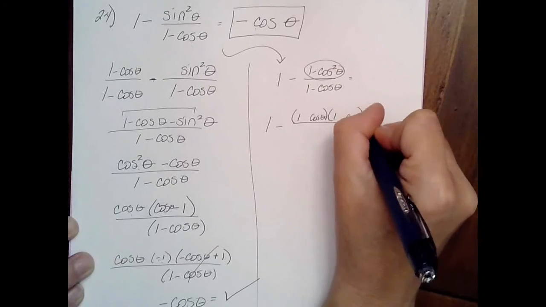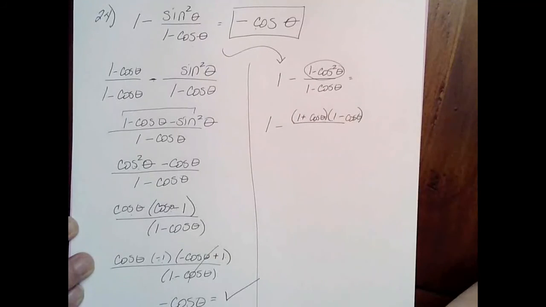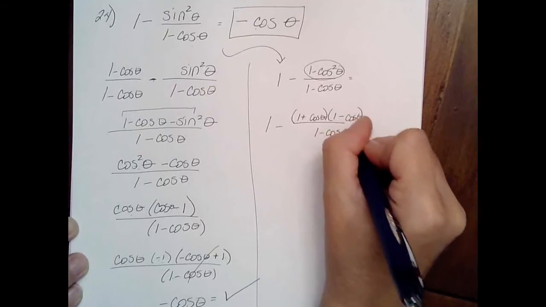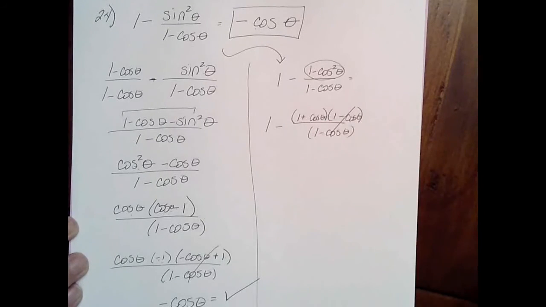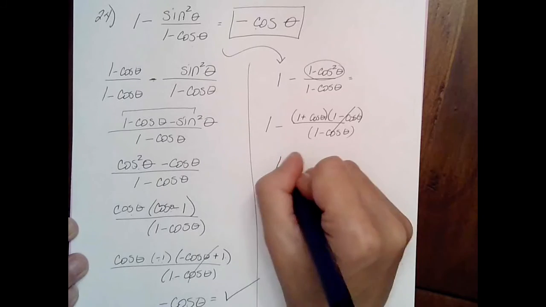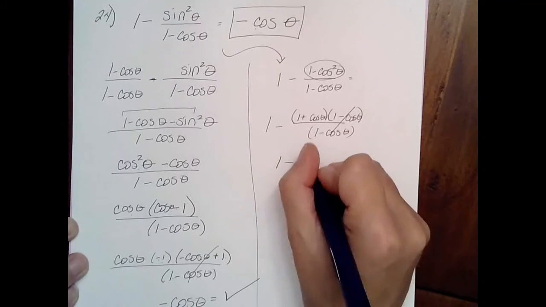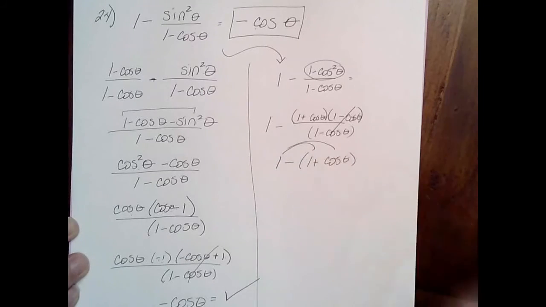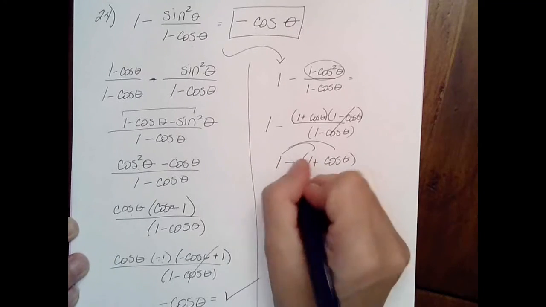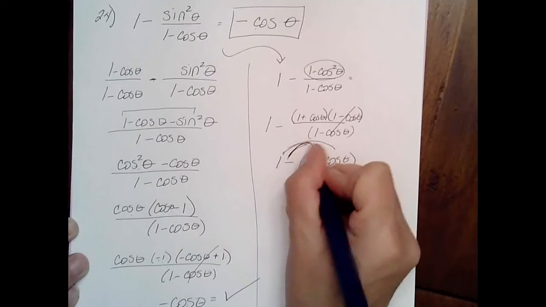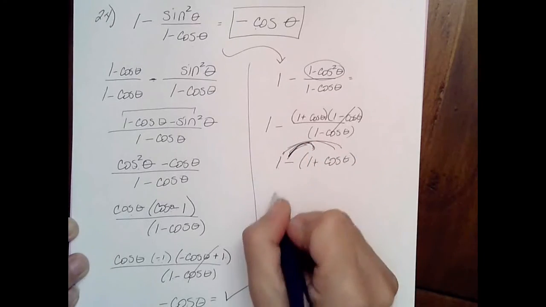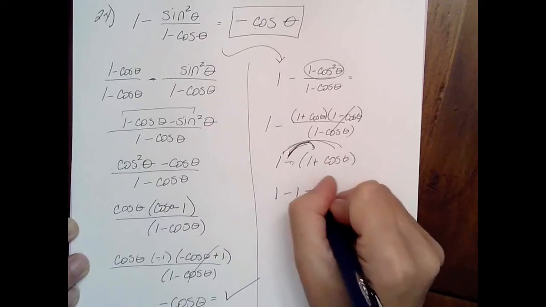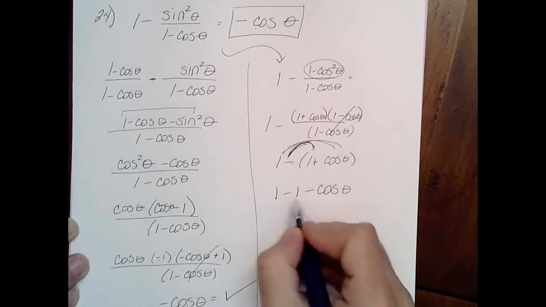My denominator is 1 minus cosine theta, and that cancels. So now what we have is 1 minus, don't lose the parentheses, right? 1 plus cosine theta, distribute, and, oh, don't distribute the 1, distribute the negative, sorry. So it's going to be 1 minus 1, negative times a positive is negative, cosine theta. Well, 1 minus 1 is 0, and that leaves you with negative cosine theta. Negative cosine theta.